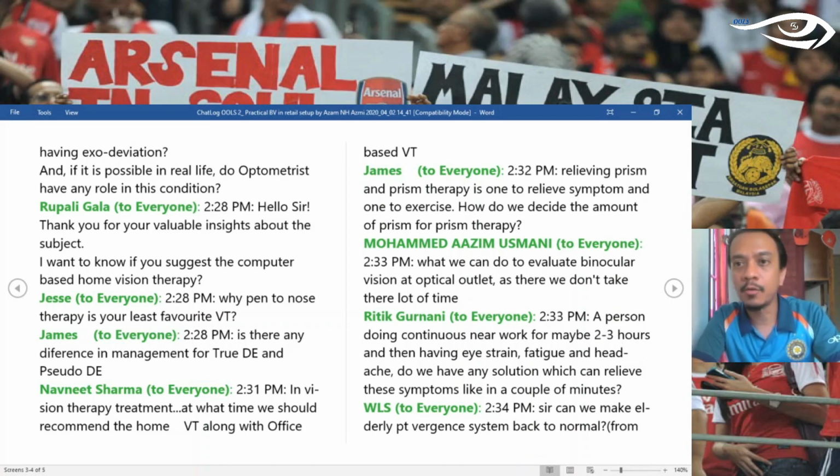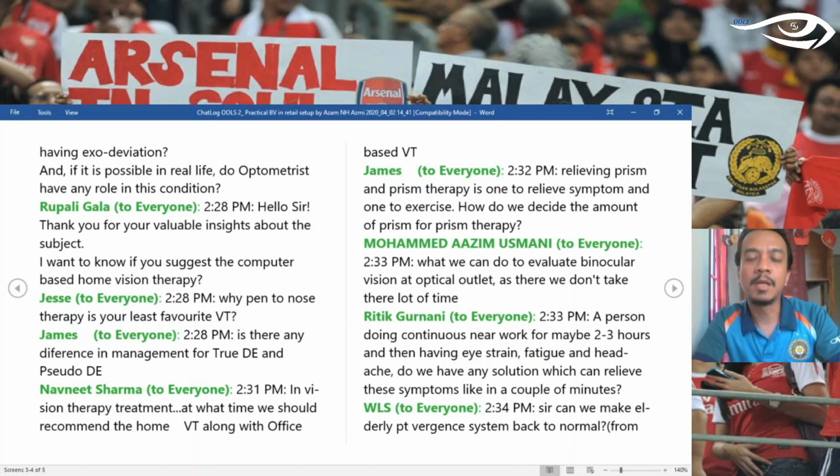Okay, James again, the third question. Relieving prism and prism therapy: one is to relieve symptoms and one is to exercise. How do we decide the amount of prism for prism therapy? What we talked about before in my presentation was the relieving prism. We are using Sheard's criterion and Percival's criterion to initially determine the amount and magnitude of prism that we want to prescribe to a patient. That is called a relieving prism.